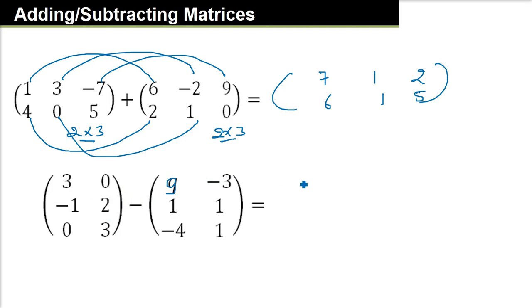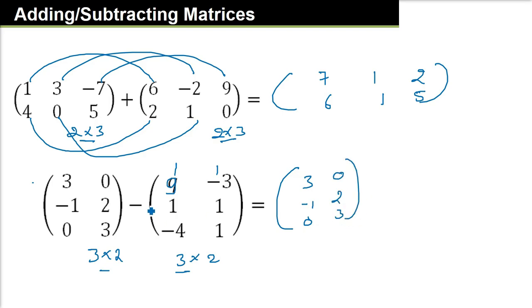So first see the order. What is the order? It's 3 by 2, 3 rows and 2 columns. Here also 3 rows and 2 columns. Okay. Now the orders are the same. Now we can either add or subtract. So the first matrix remains unchanged. It will be 3, negative 1, 0, 0, 2, 3.